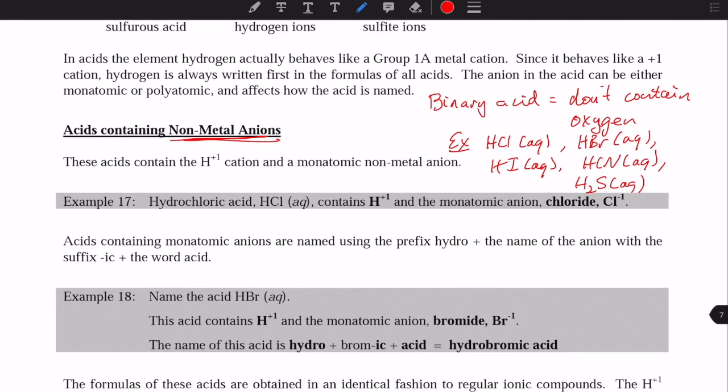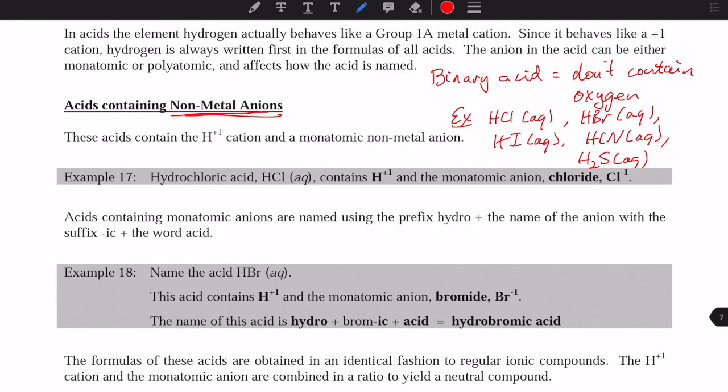The way you name them is simple. The first part of the name is the word hydro. And then for the second part, you look at the anion that makes up that acid. In this case, Cl, for example, is chlorine. So instead of calling it chlorine, you change the name and end it in IC instead. And then afterwards, you end the name with acid. So HCl, again this has to be aqueous, would be called hydrochloric acid.